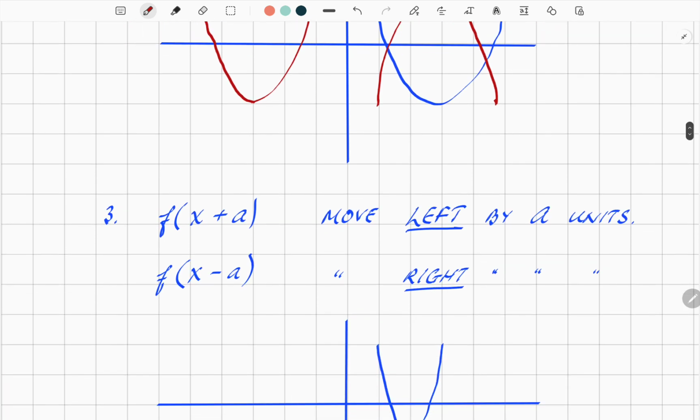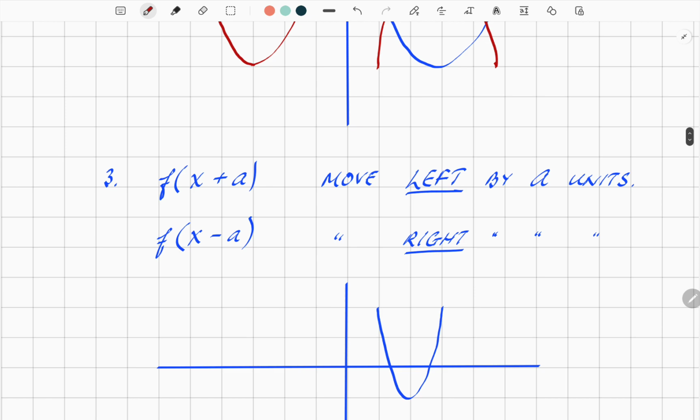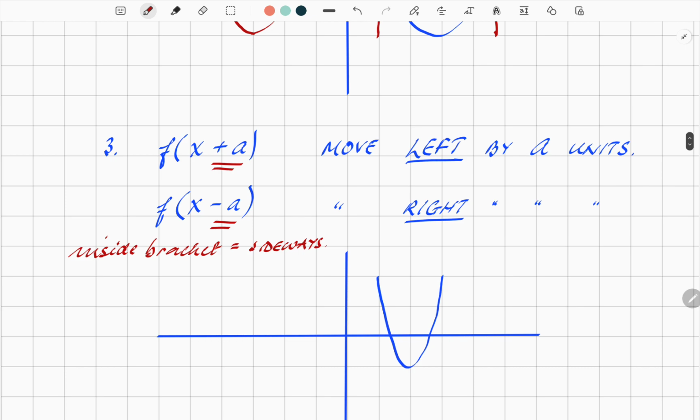The third element we're going to look at are the movements left and right. If you have a plus or minus a inside the brackets, like here, then the graph will move sideways. So a constant inside the brackets equals a sideways movement, and that applies in every case, really. Now, this one's a little counterintuitive, a little opposite to what you might expect.